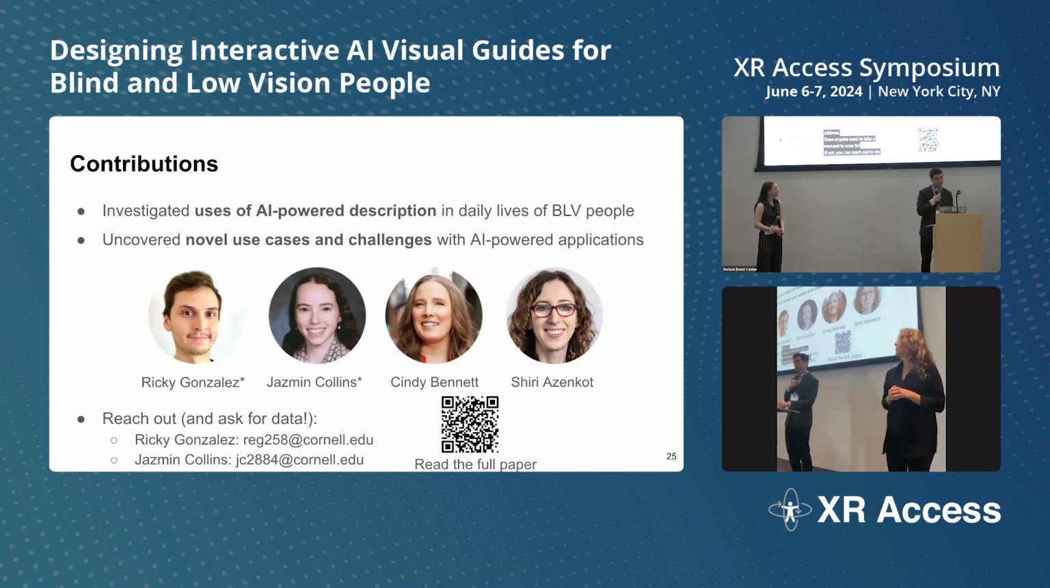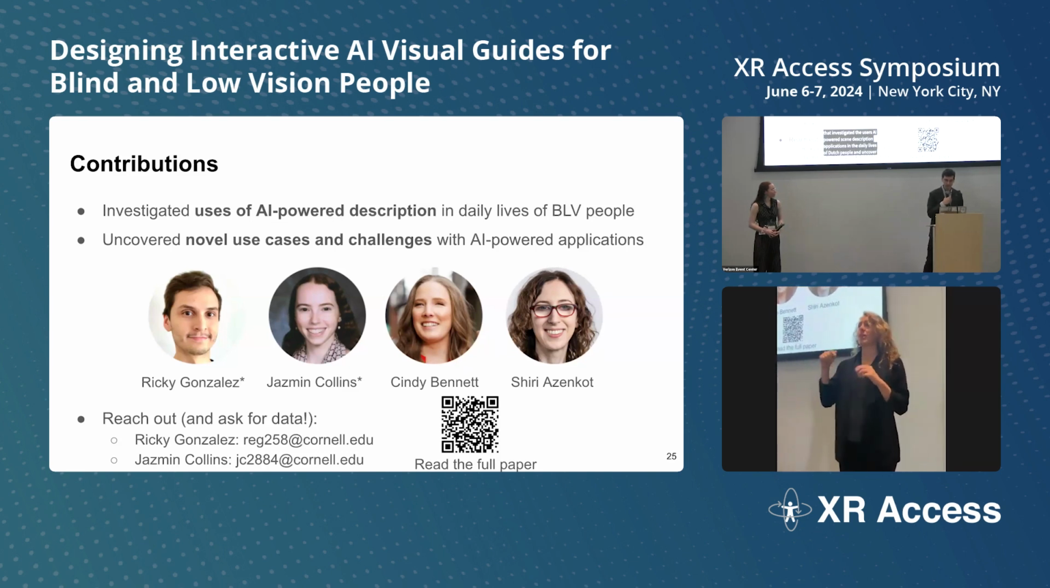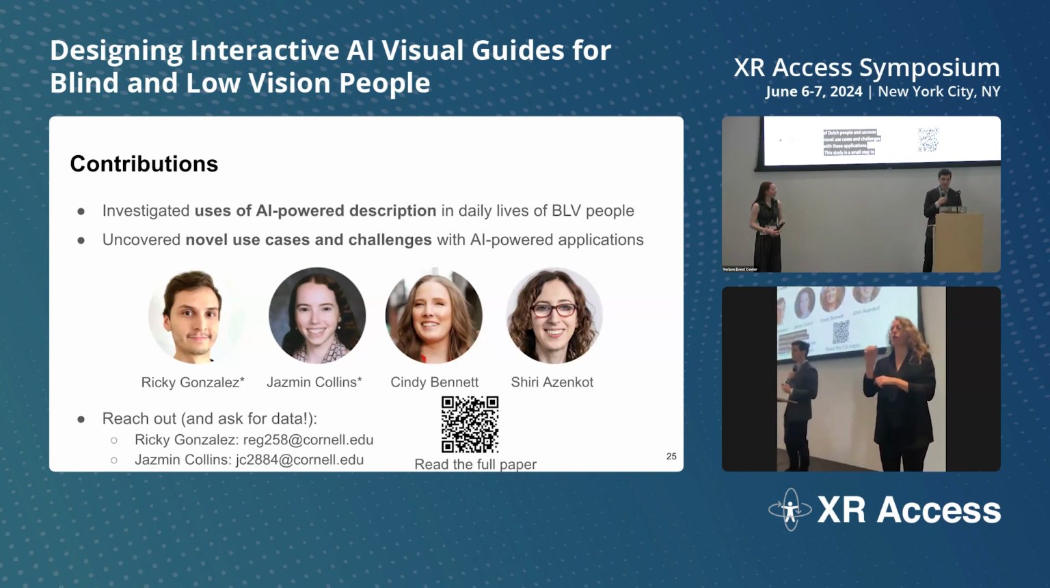So in summary, we present a study that investigated the uses of AI-powered scene description applications in the daily lives of BLV people and uncover novel use cases and challenges with these applications. This study is a small step towards bettering our understanding of how BLV people use AI-powered XR applications, and increasing this understanding could lead to new ways to combine the skills of AI tools and their human users, creating XR accessibility tools that empower BLV people as testers, directors, and active participants in the behaviors of their own tools.